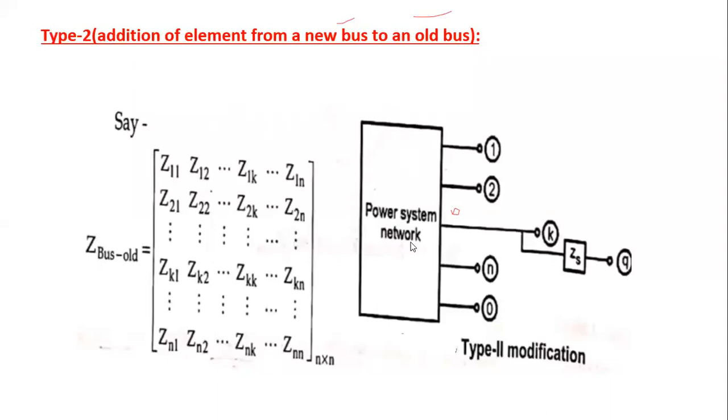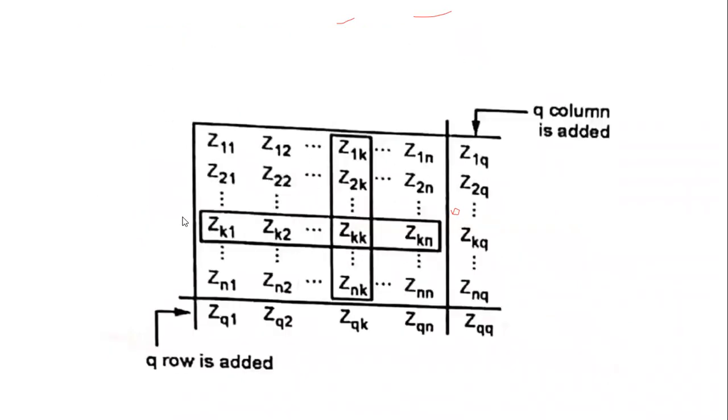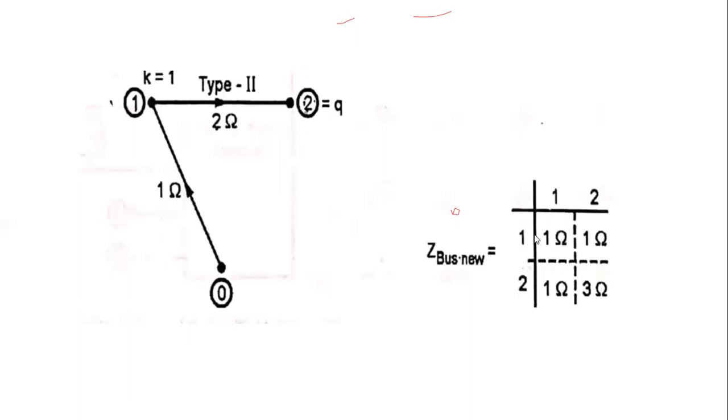This is the partial network. In that partial network, the element is added between the new bus and the old bus, and it is Zs. Therefore Zbus old is equal to Z11 ... Z1n, ... Znn. Then what is the formula for that type 2 modification? We are adding the qth row and the qth column. This is the Zbus old matrix.